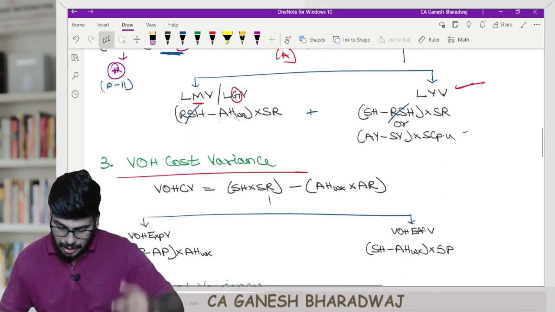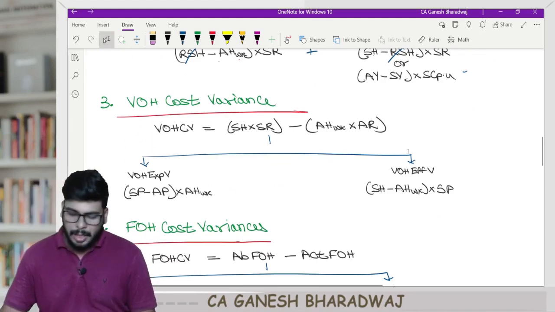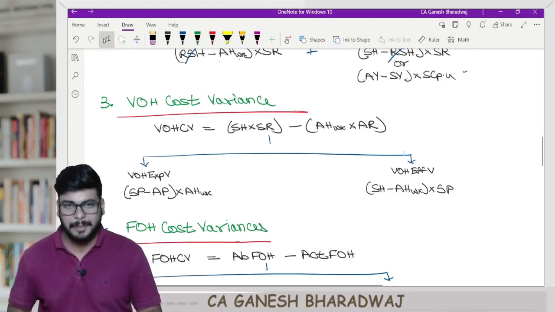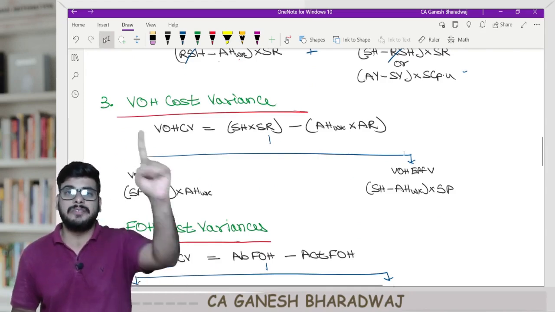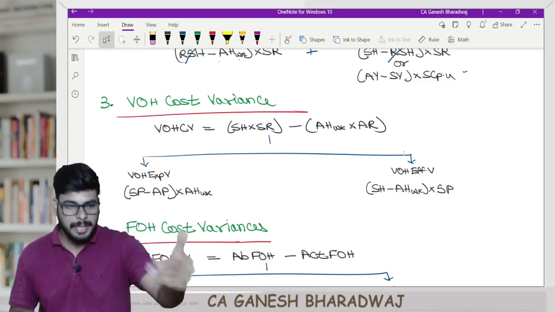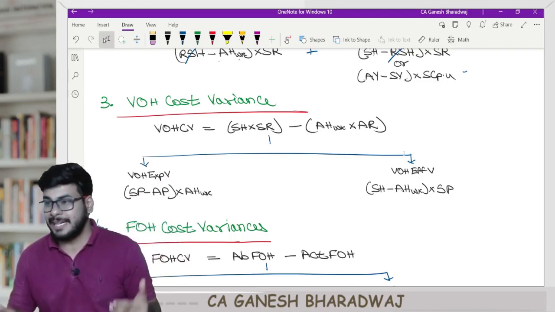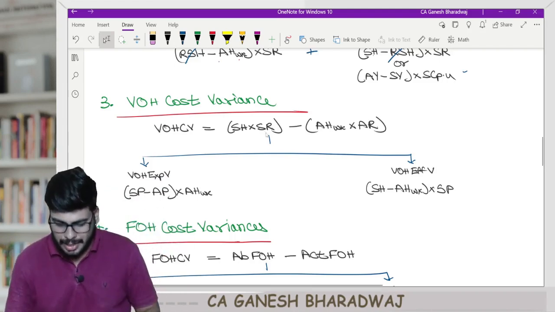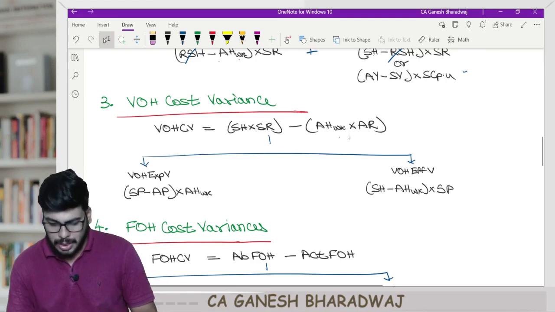Clear with this, guys? Now let's move on to the next one, which is going to be variable overhead cost variances. Now variable overhead cost variances are fairly simple. So what should be the variable overhead? Example, your power and fuel cost, right? So what should have been the variable cost incurred? Compare that with what is actually the variable overhead cost incurred. So what is it? Standard hours into standard rate minus actual hours worked into actual rate.